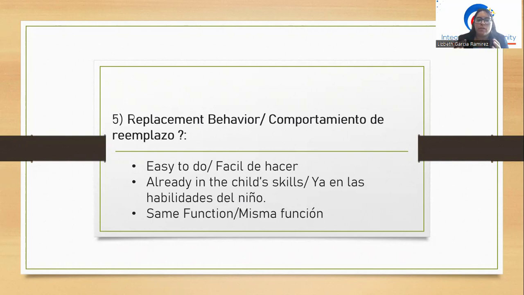We just want to make sure that whenever we teach a replacement behavior, it has to be easy to do. It's already something that the child can do or something that can be easily teachable. And it meets the same function. You can't teach someone to gain attention if they want to escape a task. The functions are not the same. You can't teach someone to ask for something if what they want to do is get rid of something, right? So creating a replacement behavior that meets the same function is very, very important.